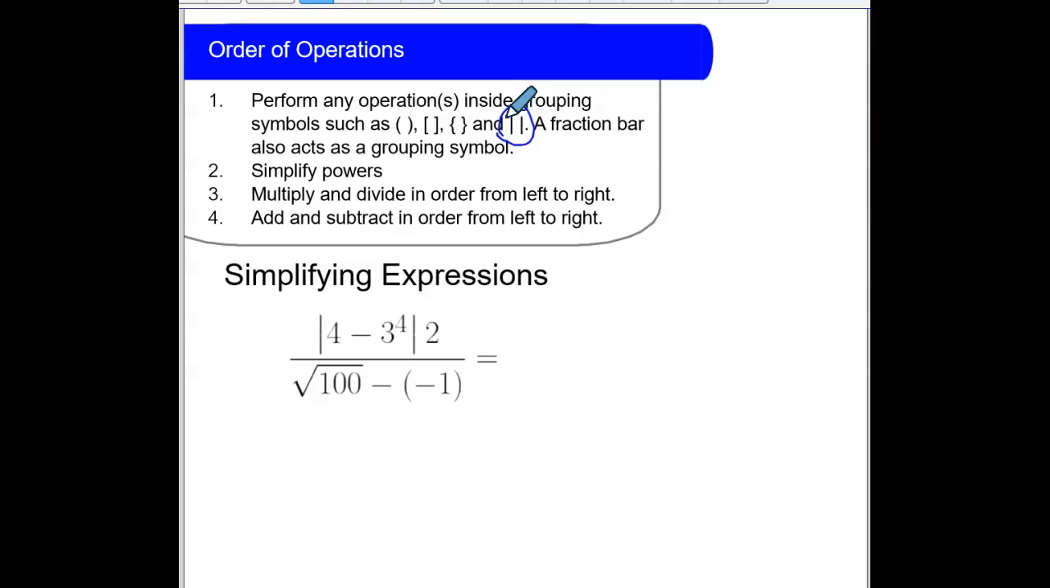Remember, we multiply and divide from left to right. We do not just always multiply first. It depends on what comes first, left to right. And then we add and subtract also in order from left to right.